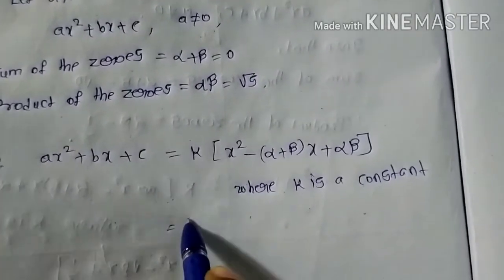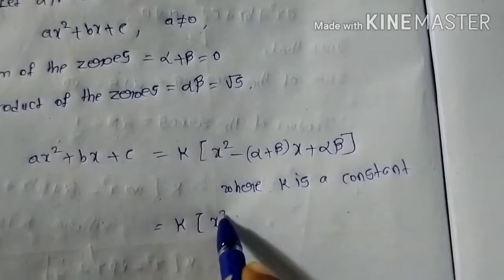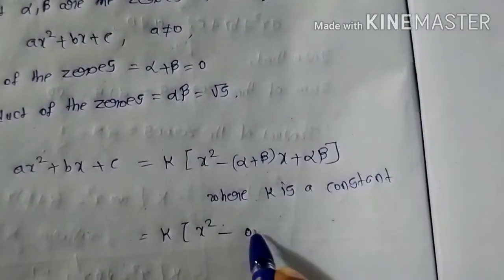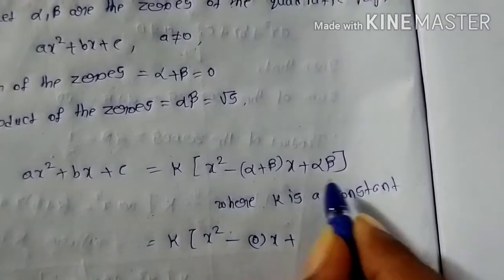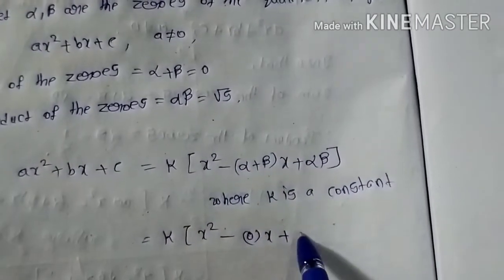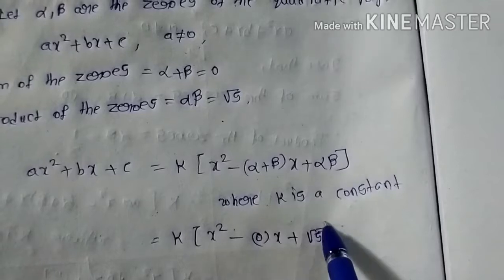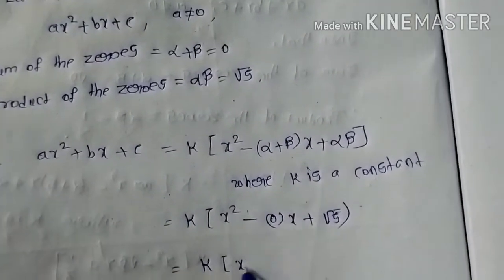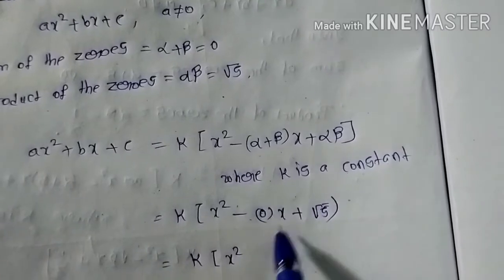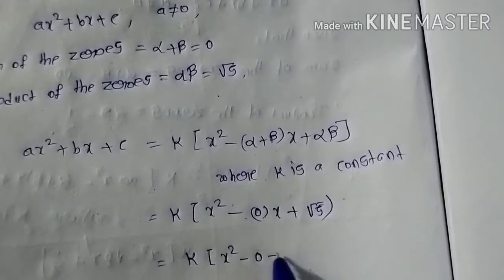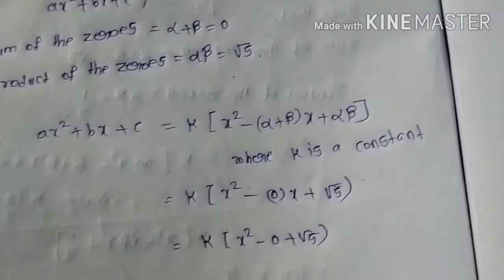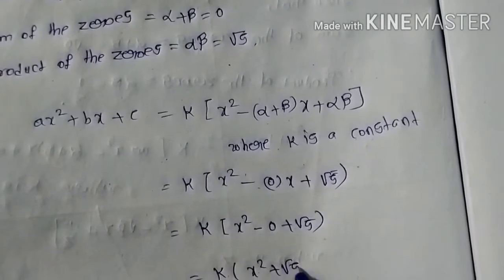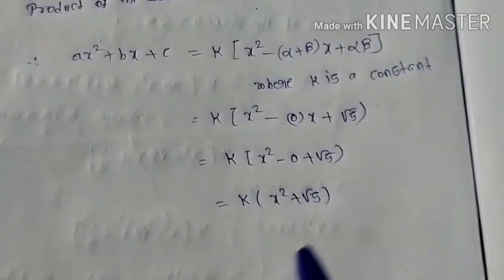Just remember here, k into x square minus alpha plus beta, the value is how much? 0. You can substitute 0 into x plus alpha beta, which is equal to how much? Root 5. You can substitute root 5 here. See, I am writing k into x square minus 0 into x, which means it is 0 only, or not? Yes, 0 plus root 5. That means you can write k into x square plus root 5 only. Yes or no? X square plus root 5.